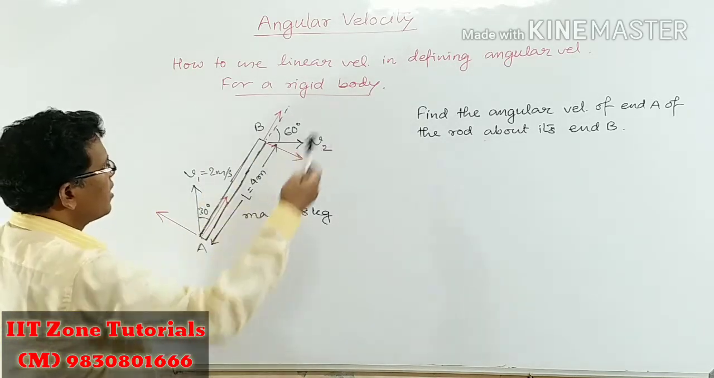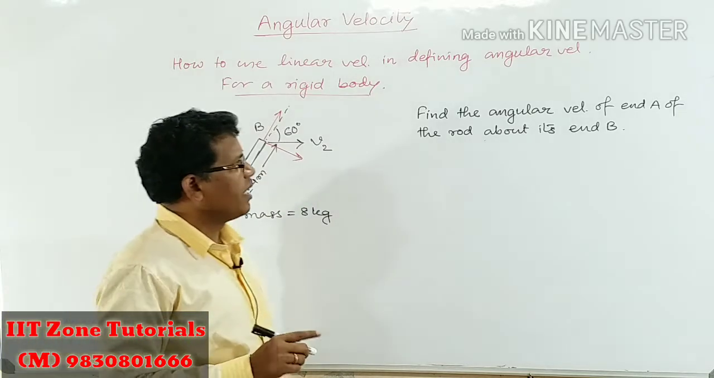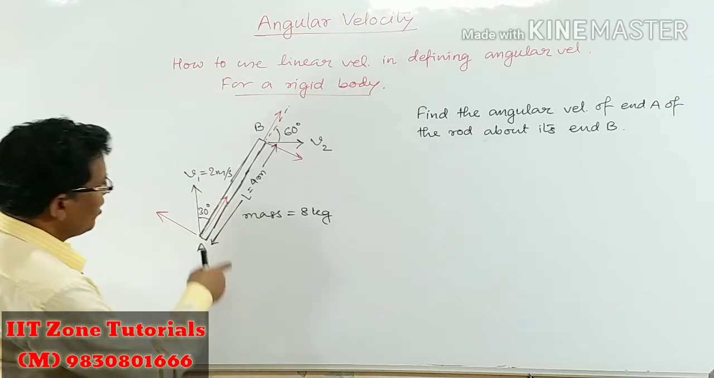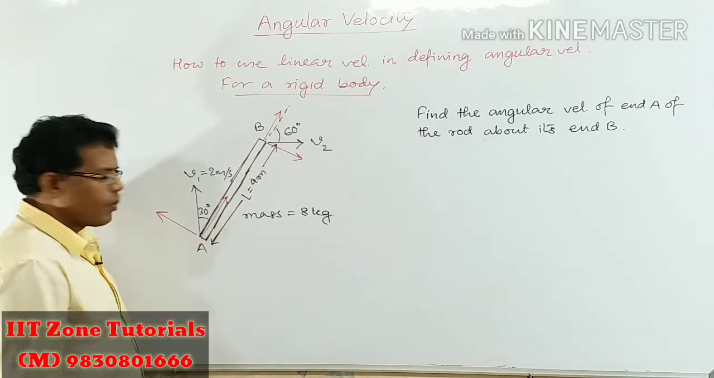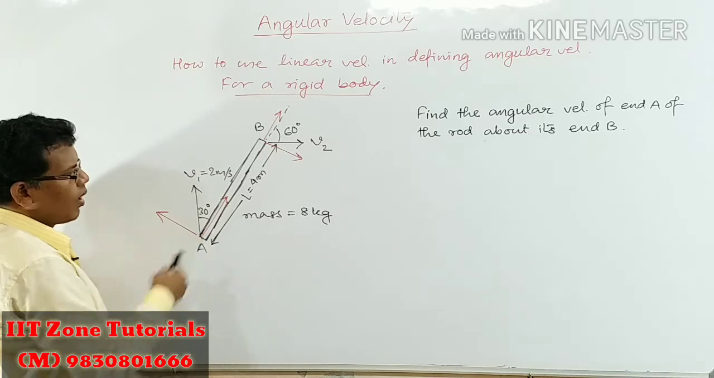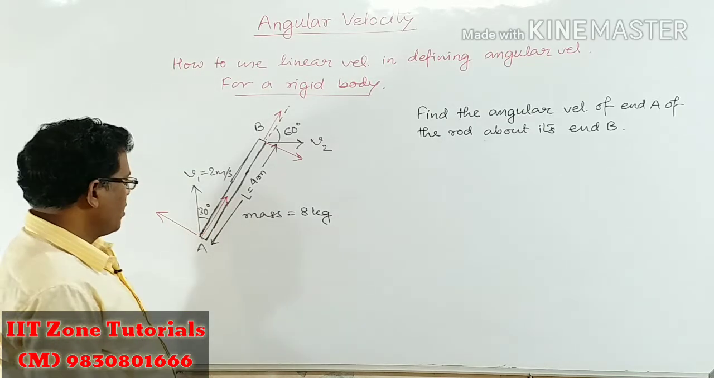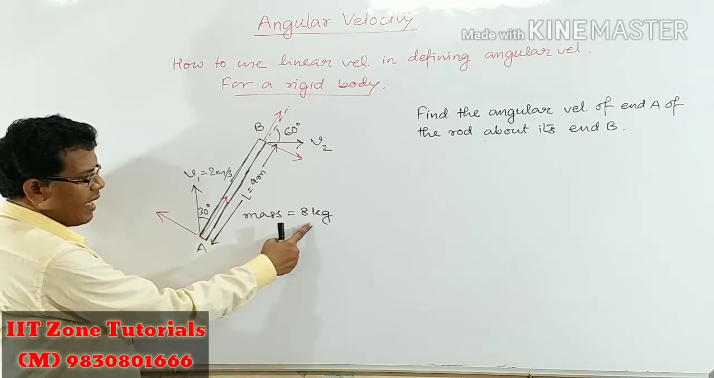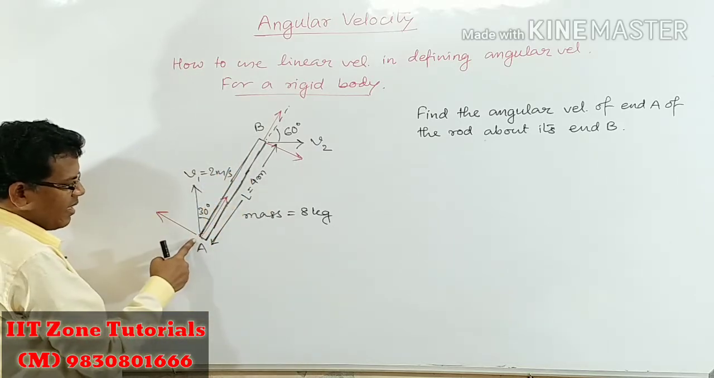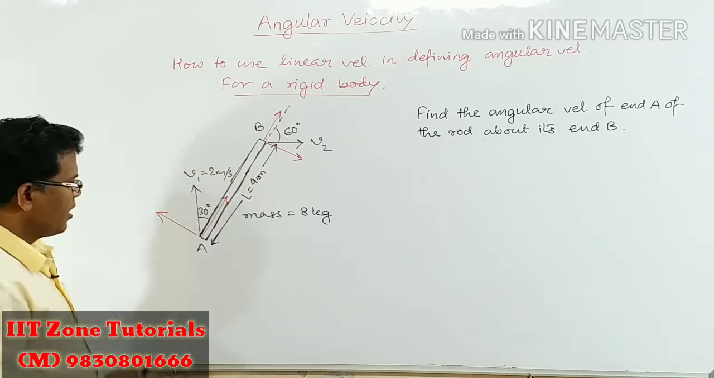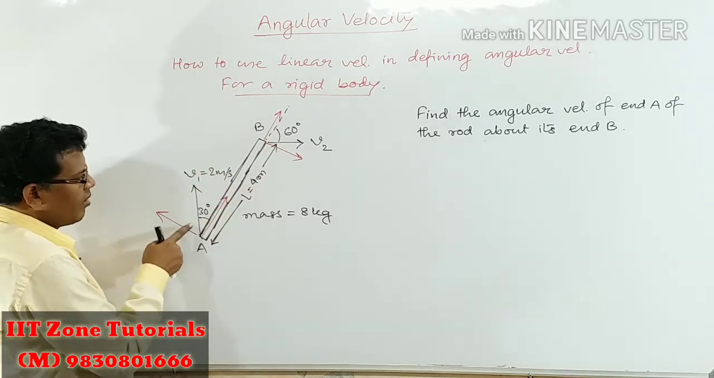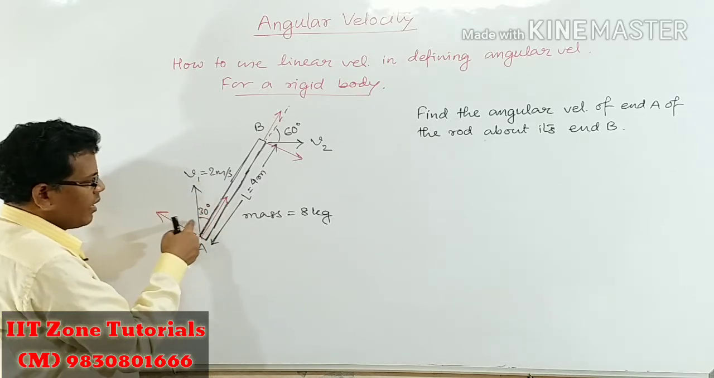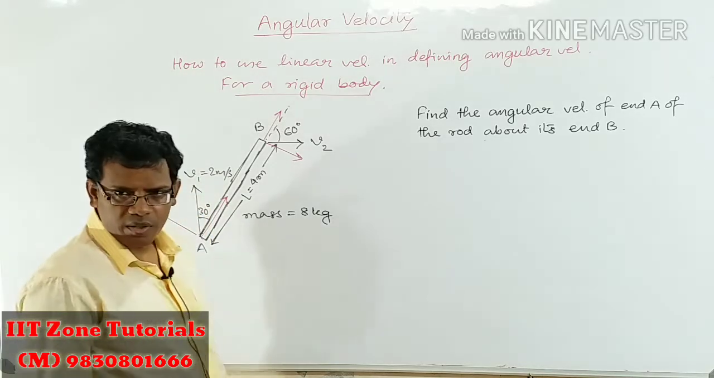So here we are discussing how to use linear velocity in defining angular velocity, and that is for a rigid body. Let the discussion proceed from this part. Here I have taken a one dimensional rigid body, that is a rod whose length I have taken as 4 meter, mass taken as 8 kg, and at its ends A and B the velocities are like this. At end A the velocity is v1 whose numerical value is known to us, 2 meter per second, and it makes 30 degree with the rod, right?